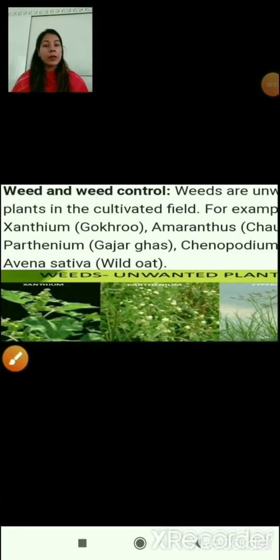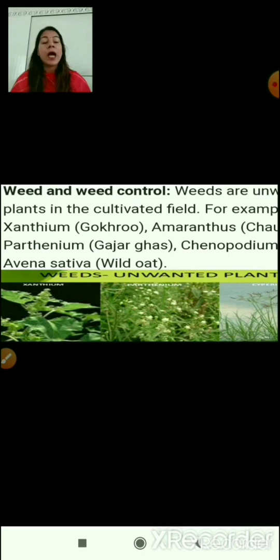Children, there are various types of weeds which can grow along with the desired plant in a crop field. These unwanted plants can be of various types. Here I have given examples of some common weeds like Xanthium, which is also known as gokhuru, Amaranthus, which is also known as chauli, Parthenium, which is also known as gajar ghas, and Chenopodium, which is also known as bathua, and Avena sativa, which is also known as wild oat.